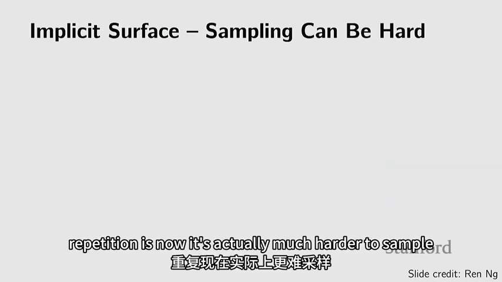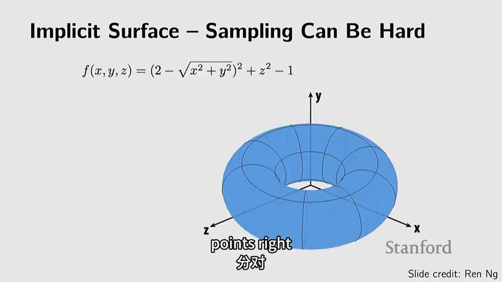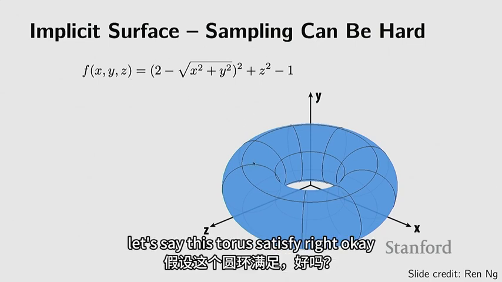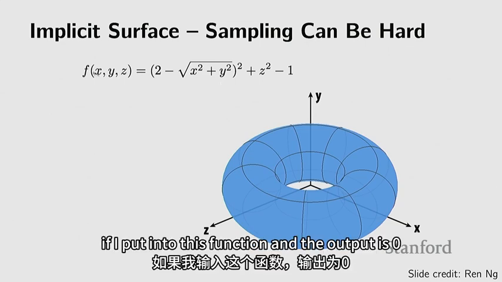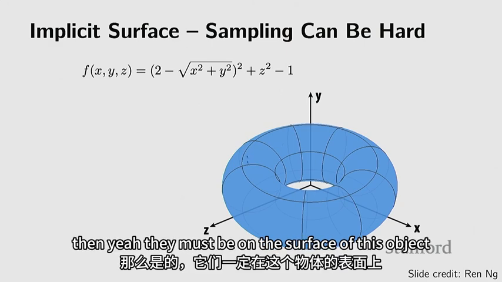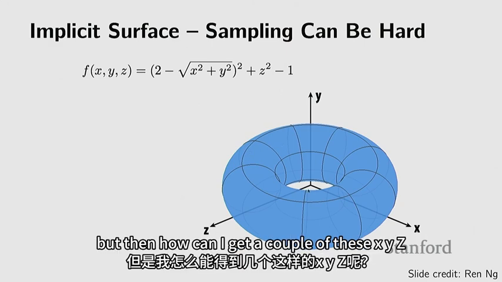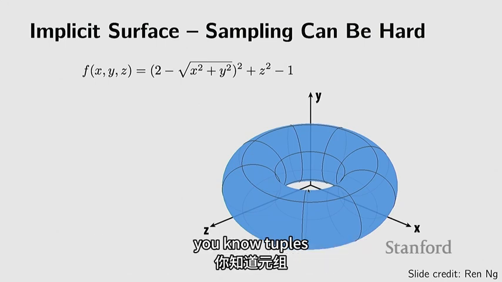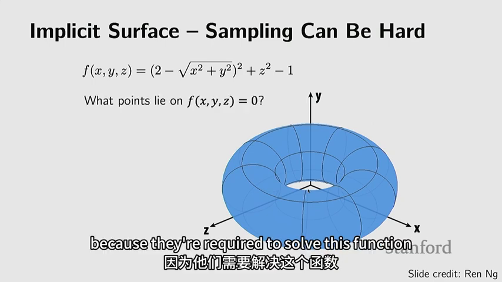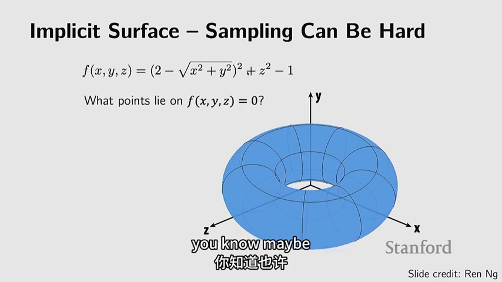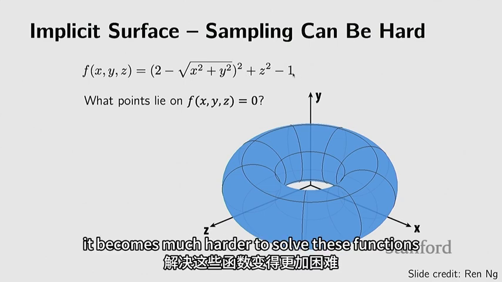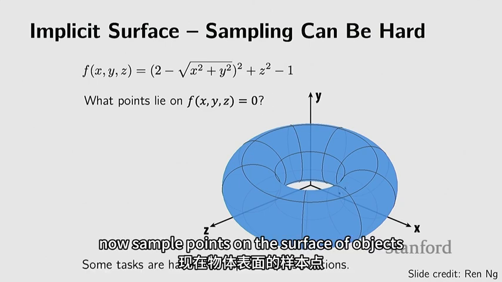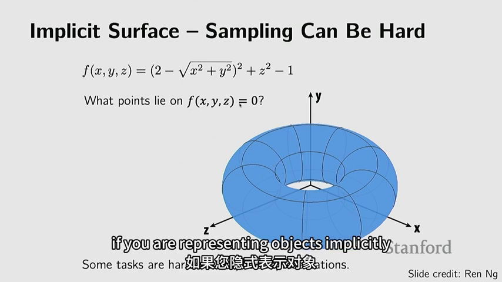The bad thing about implicit representation is that it's actually much harder to sample points, right? I tell you, okay, this is the constraint that, let's say, this torus satisfies. Every x, y, and z that I put into this function, if the output is 0, then they must be on the surface of this object. But how can I get a couple of these x, y, z tuples? That would be very hard because I'd be required to solve this function. This function is maybe not too hard to solve, maybe you can still solve it using some high school math. But when the function gets really complex, for arbitrary shapes, it becomes much harder to solve. So it's not easy to sample points on the surface of the objects if you are representing the objects implicitly.